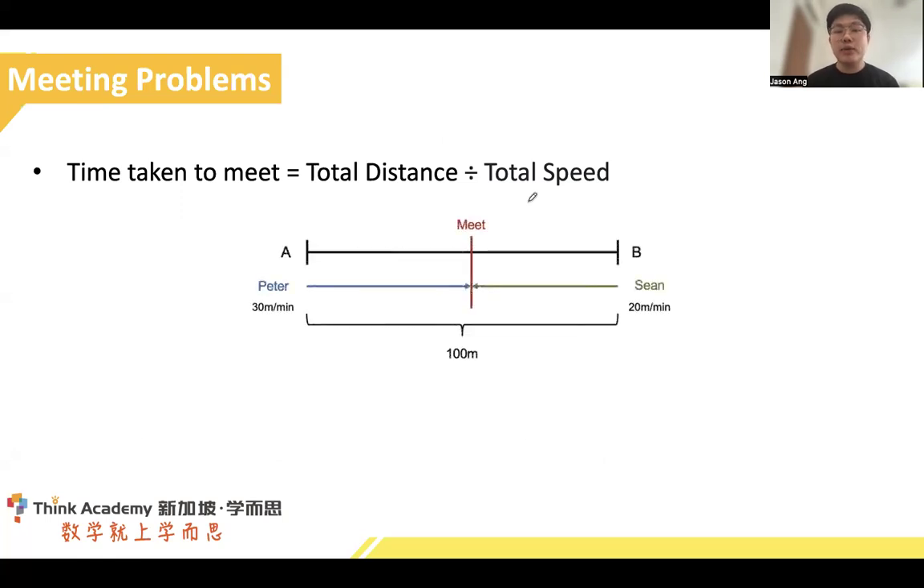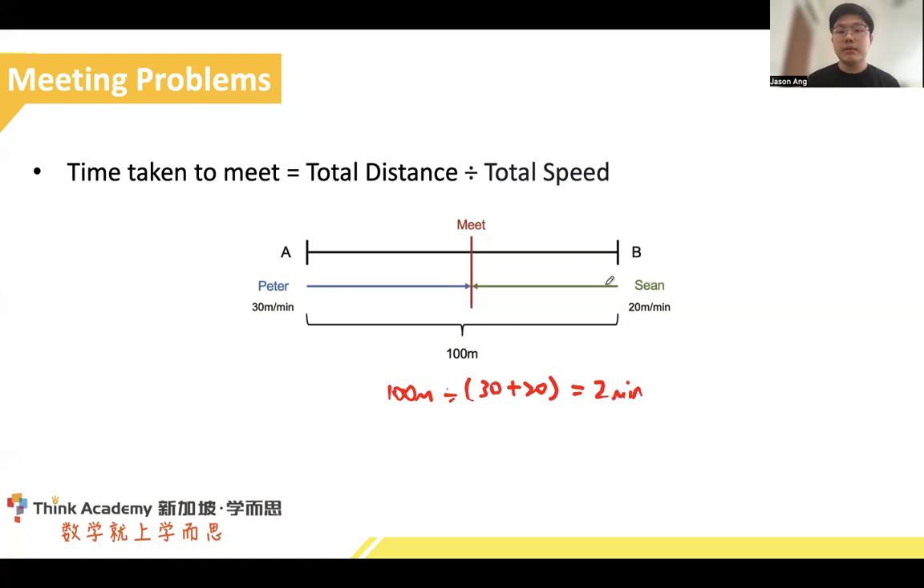So from here, we can actually see if both Peter and Sean are moving towards each other and they are trying to meet up with each other, they are 100 meters away, the total distance they have to cover is 100 meters. And how long do they actually take to meet up? So in order to do so, the quickest way is to divide by their total speed. 30 plus 20, and this will give us 2 minutes.